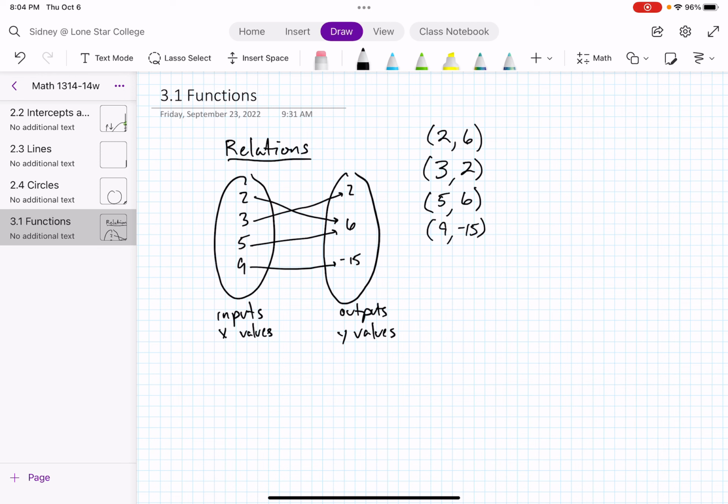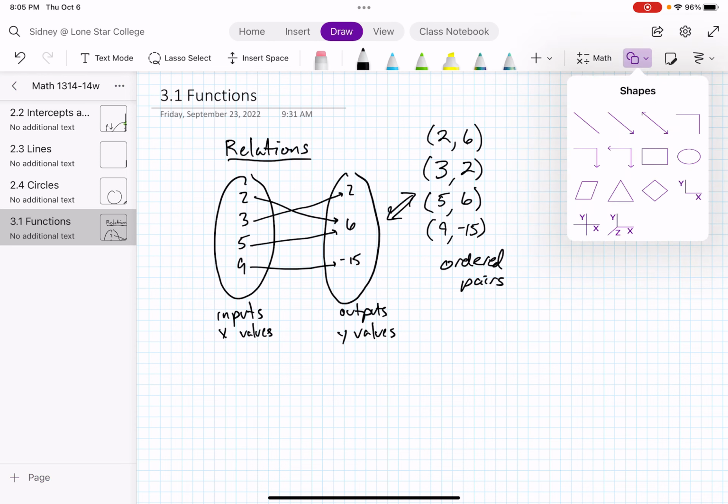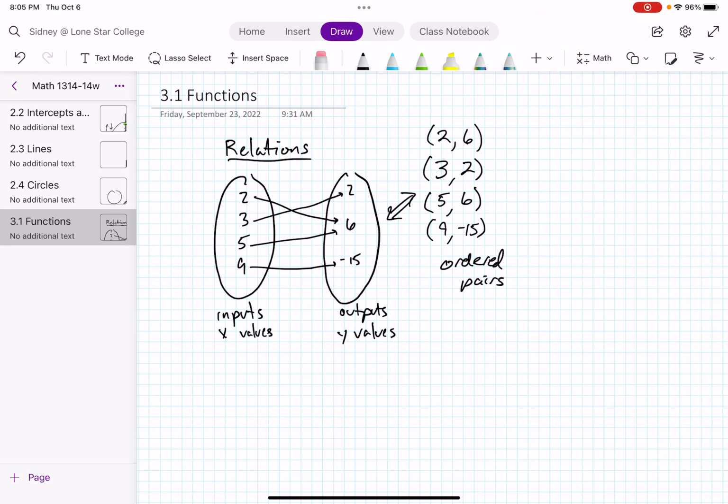Now, these are the same relationships, just different ways of presenting. And like you've seen, these are called ordered pairs. This presentation is called ordered pairs. And as you've seen before in previous classes, ordered pairs can be graphed. And so we can look at this visually by simply graphing these ordered pairs.